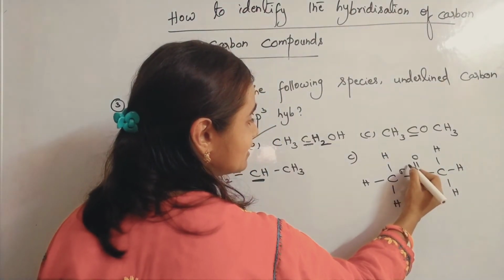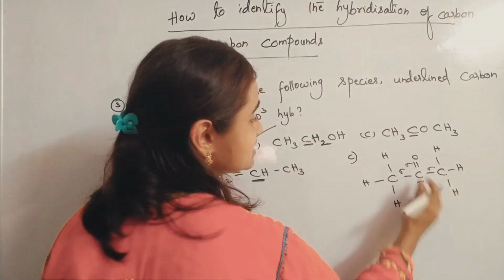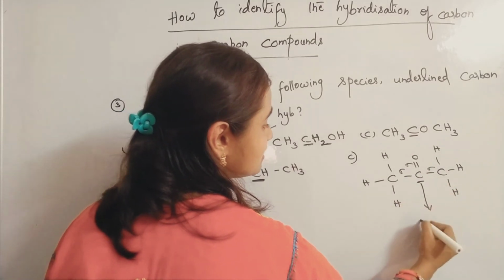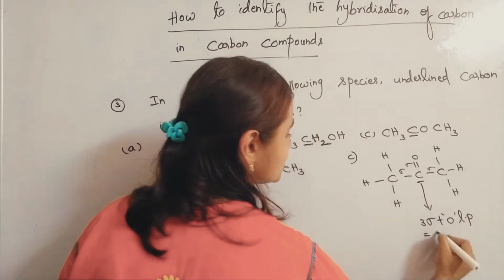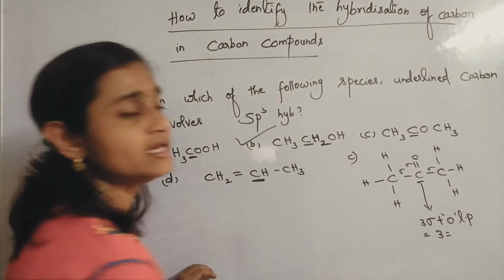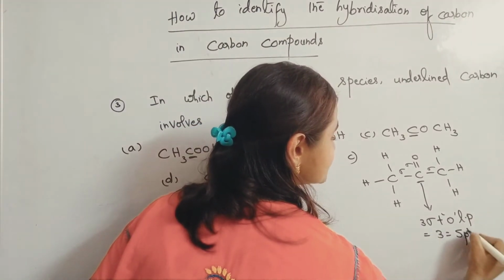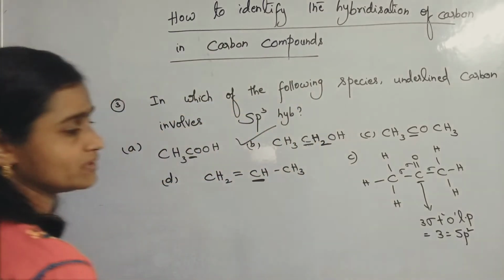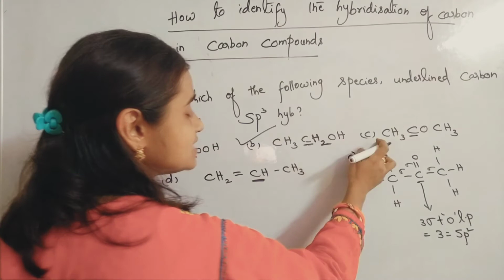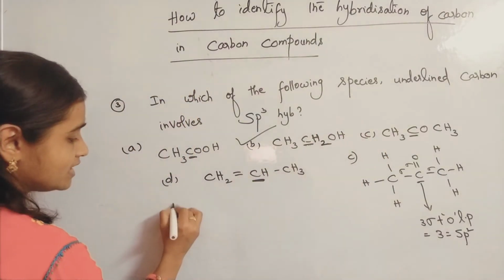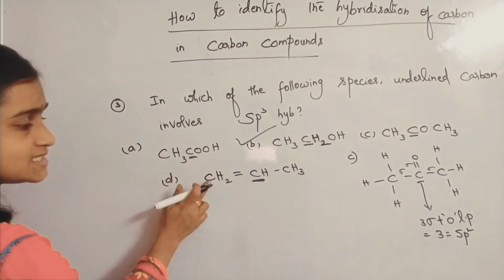Here only three sigma bonds are present. 3 sigma bonds and 0 lone pairs. So the total is 3. If it is 3, it is sp2 hybridization: one s plus 2 p orbitals. He is asking for sp3. So the underlined carbon in the third option is not possible. Similarly for the fourth option.